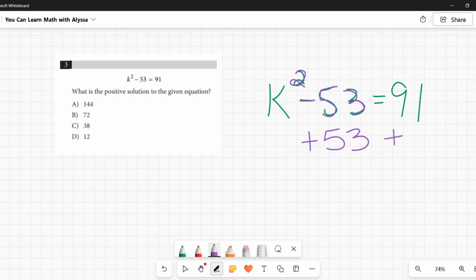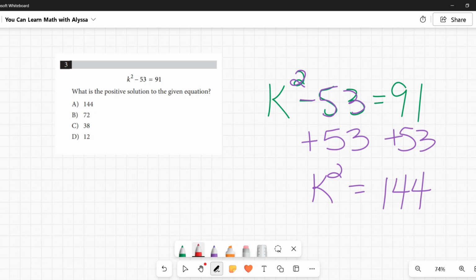And I need to do it to both sides to keep my equation equal, keep it balanced like a seesaw. So on the left, those negative 53, positive 53, adding and subtracting cancel out, and I just have k squared. And on the right, 91 plus 53 is 144.